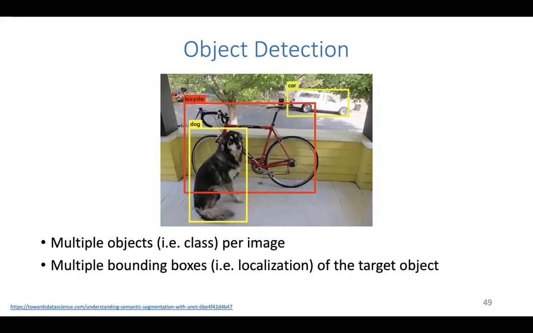So object detection is a bit more generalized. So there are multiple objects or multiple classes per image. And obviously you want to have a bounding box for each of them. So multiple bounding boxes or multiple localizations of the target object. So you are all familiar with this. This is what you can do with Pascal VOC or MS COCO, that kind of data set.